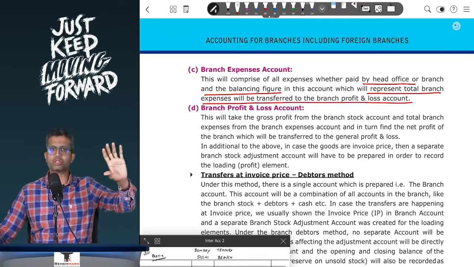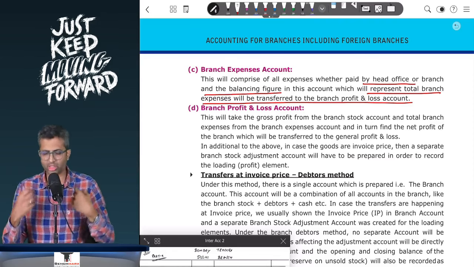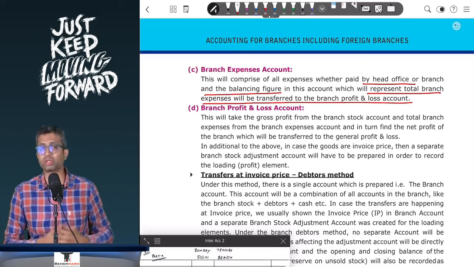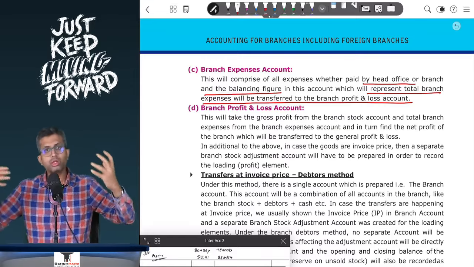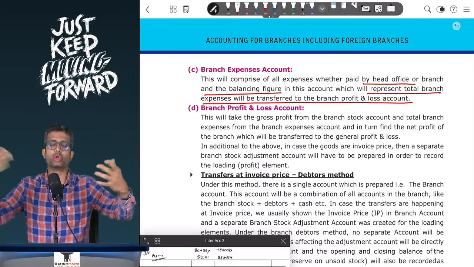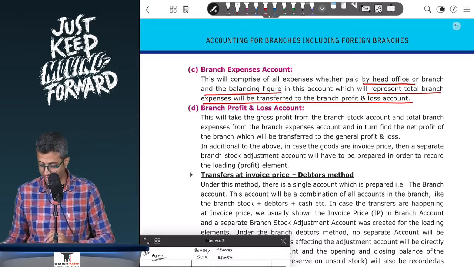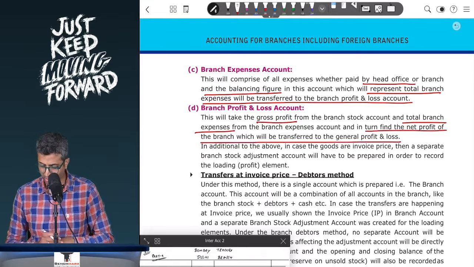Now, separately we will prepare the branch P&L. When you look at stock, you took only the operating goods sent to the branch, like your COGS, that is the cost of the goods. But there can be other costs as well, and hence when you prepare the branch profit and loss account, you will take the gross profit in that, but you will also take the other expenses which may not have been considered earlier in order to come to the net profit. So this will take the gross profit from the stock account and total branch expenses, and in turn find the net profit. This will be transferred to the general P&L.